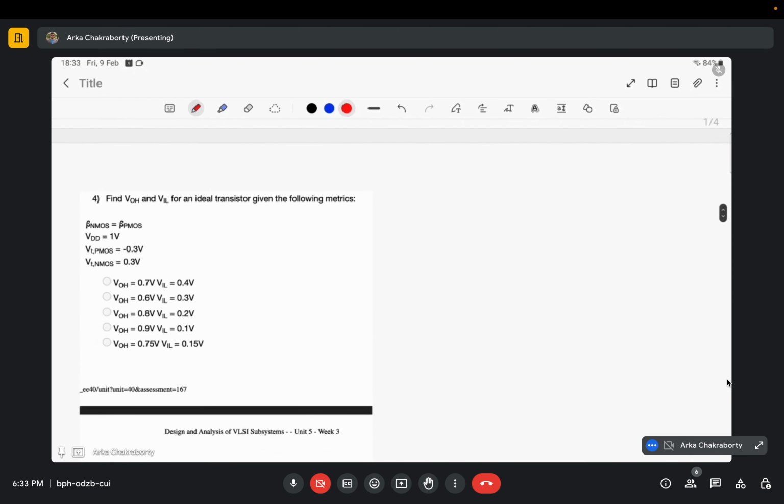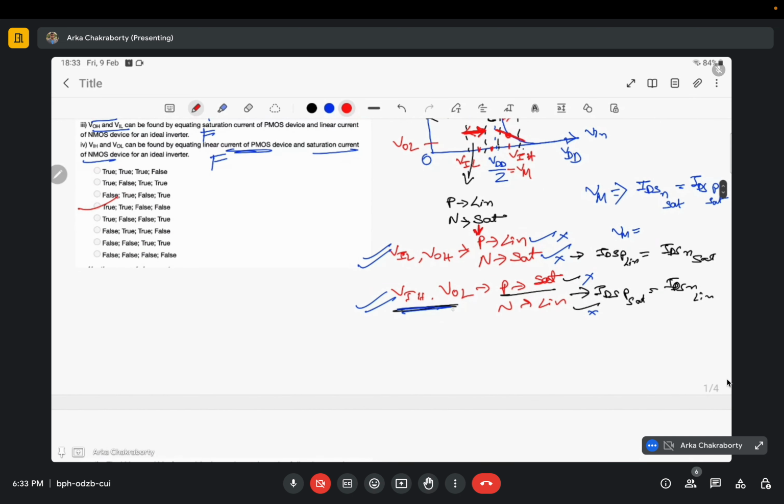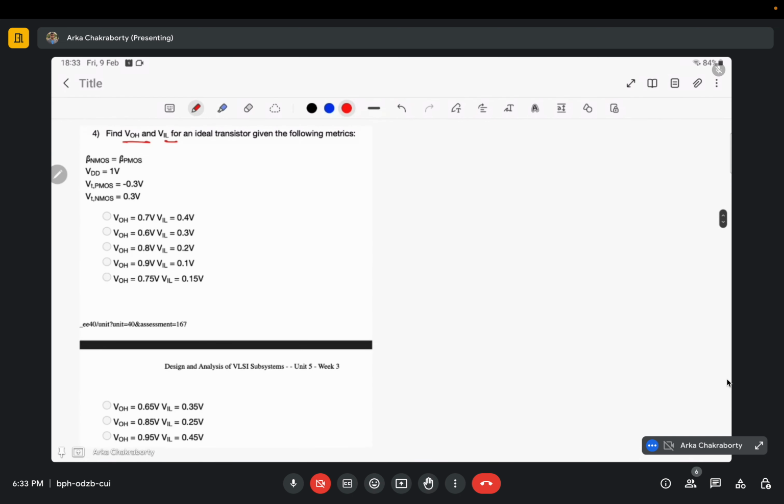Question number 4. They have asked us to find VOH and VIL for an ideal transistor given the following metrics. So the PMOS will be in linear and the NMOS will be in saturation region. Let me draw the inverter here to help us sort out the voltages and voltage levels that we'll be dealing with. This will be my V input, this will be my V output, this will be VDD, this one will be ground. This one is source, this one is drain, this one is drain, this one is source. These are gates.